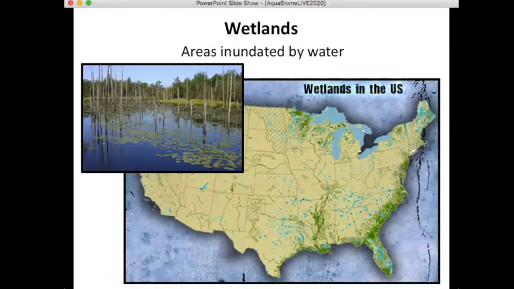Now, wetlands are the most important of the freshwater biomes. A wetland is an area that for the majority of the year has standing water. You can see there's wetlands dotted all over the United States, mostly along the coastal areas, especially the Gulf. All of southern Florida is just a giant swamp, which is a type of wetland. The Everglades, you've heard of that, right?